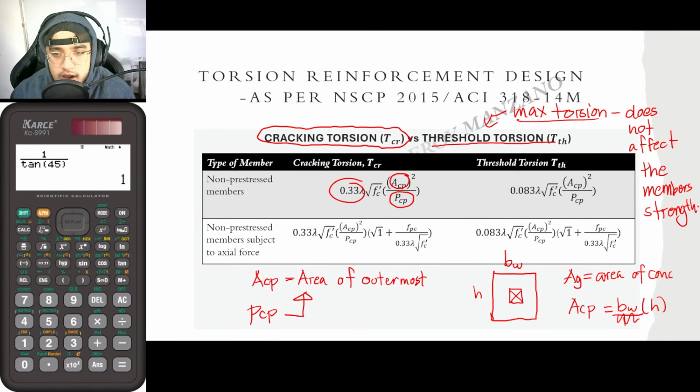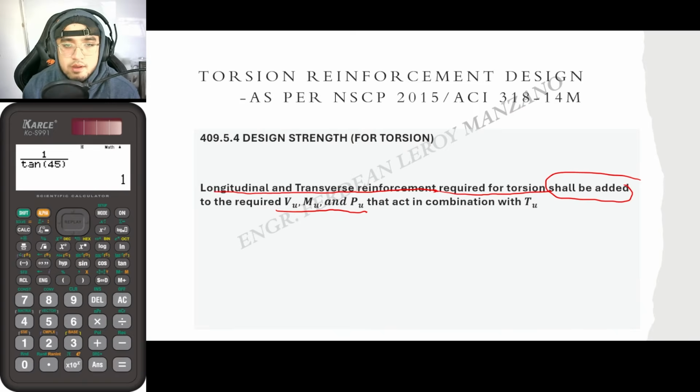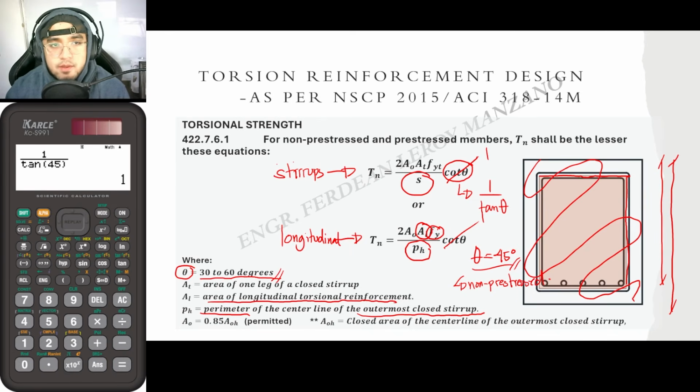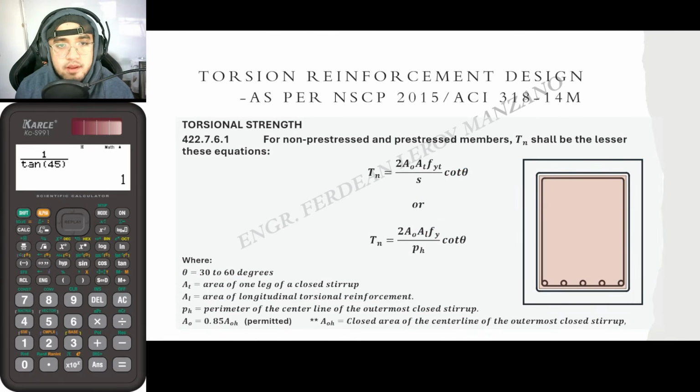But for AG, you're only getting the area of concrete. So this hole here should not be taken into consideration in the area. Okay. So again, for PCP, for this figure, just add this side, plus this side, plus this side, and plus this side. Okay.